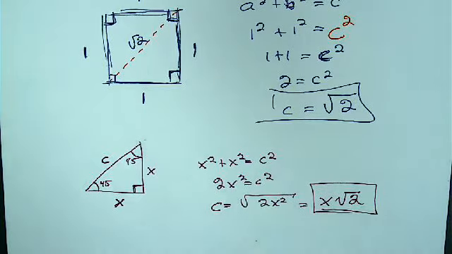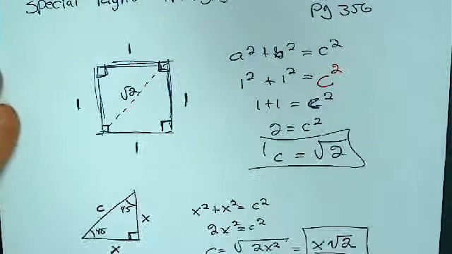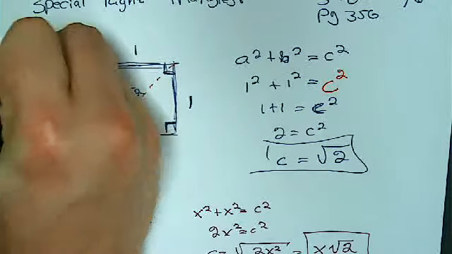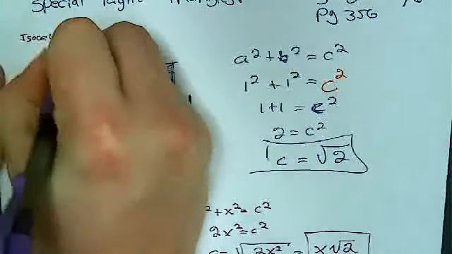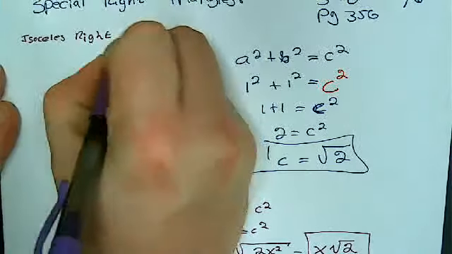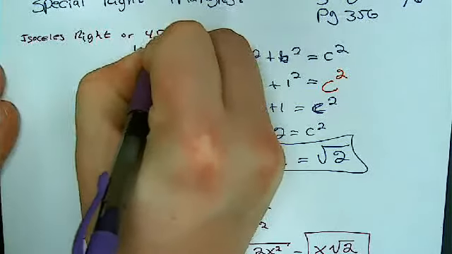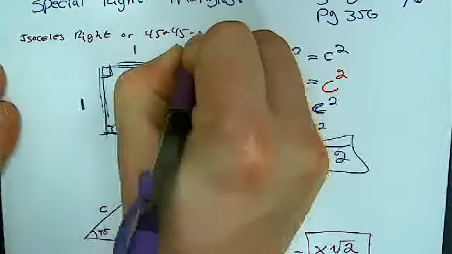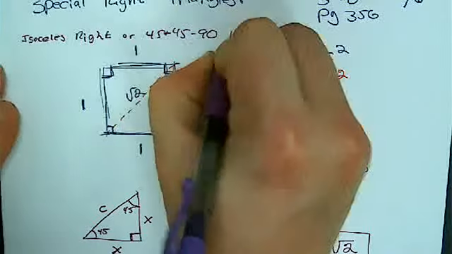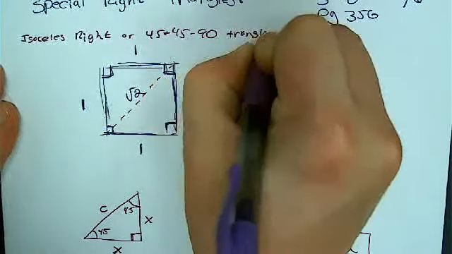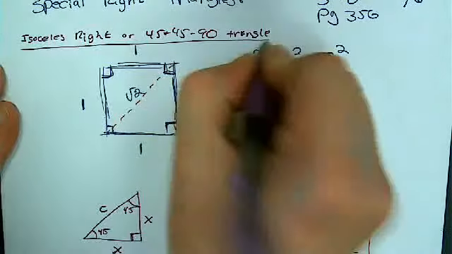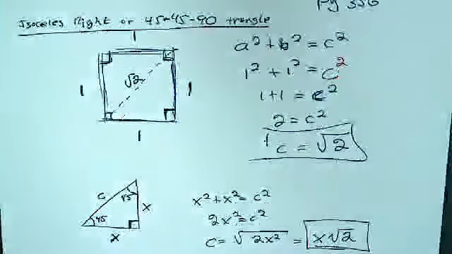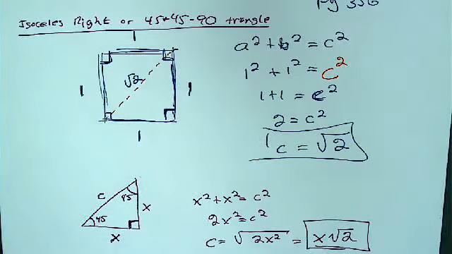And that's the first special kind of right triangle we talk about. The isosceles right, 45, 45, 90. So that's actually the name of the section. It's one of the 2 special rights we're going to talk about.